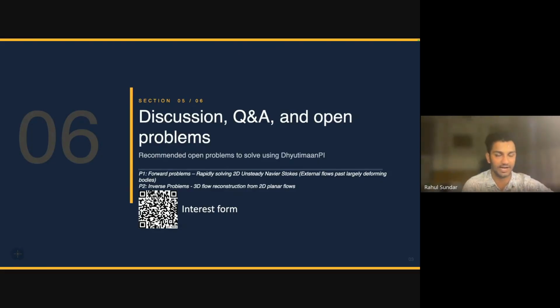What if you have only 2D planar cross sections, and could you reconstruct the entire 3D flow? This has been attempted in literature to some extent, but it would be nice to see if you could transfer that knowledge to 3D unsteady flows as well. If you folks are interested, do fill out this interest form, and you can get in touch and we could discuss and take it forward if need be.